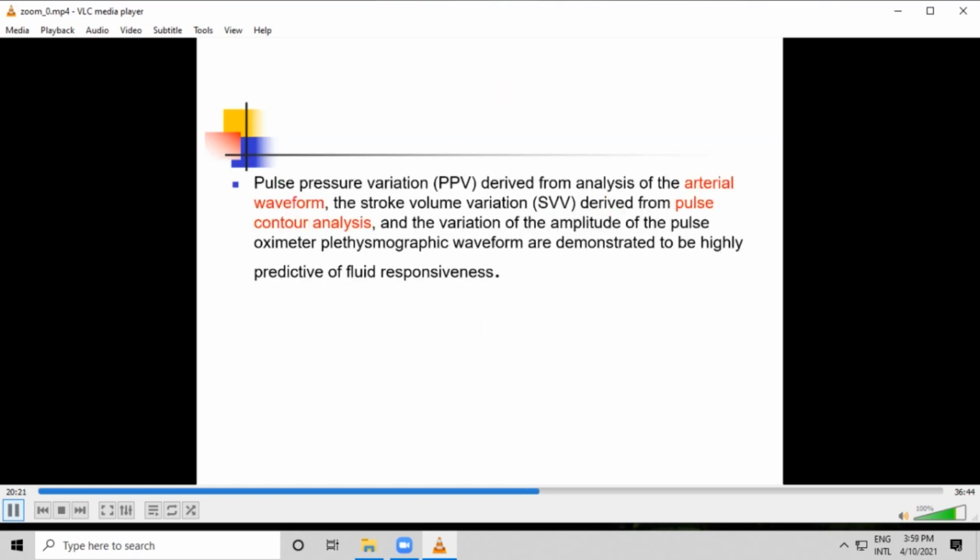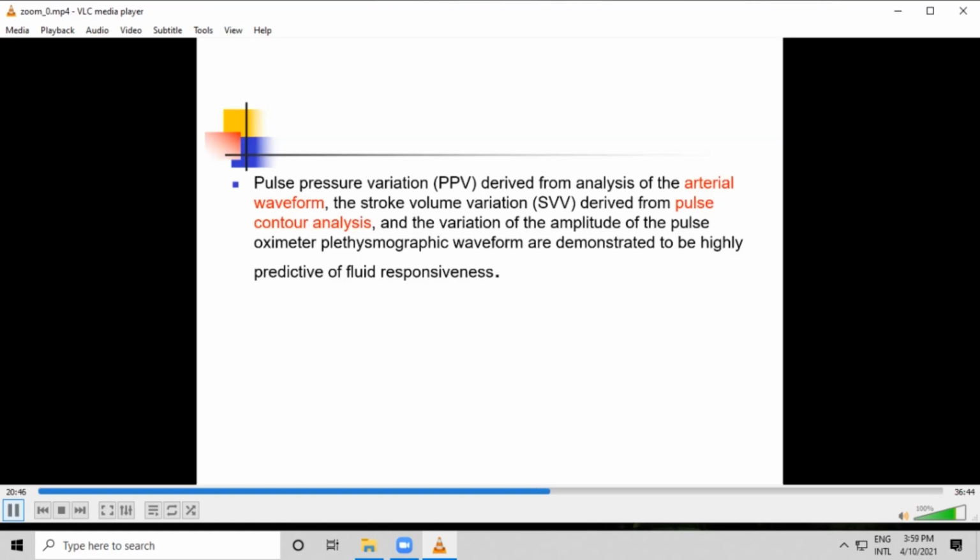So pulse pressure variation is derived from analysis of the arterial waveform, and stroke volume variation is derived from pulse contour analysis. Remember these terms. That's why I marked them in red. The technology is in red. The PPV uses the technology of the arterial waveform, and the stroke volume variation uses the technology of pulse contour analysis, which we can get from the Pico monitors.